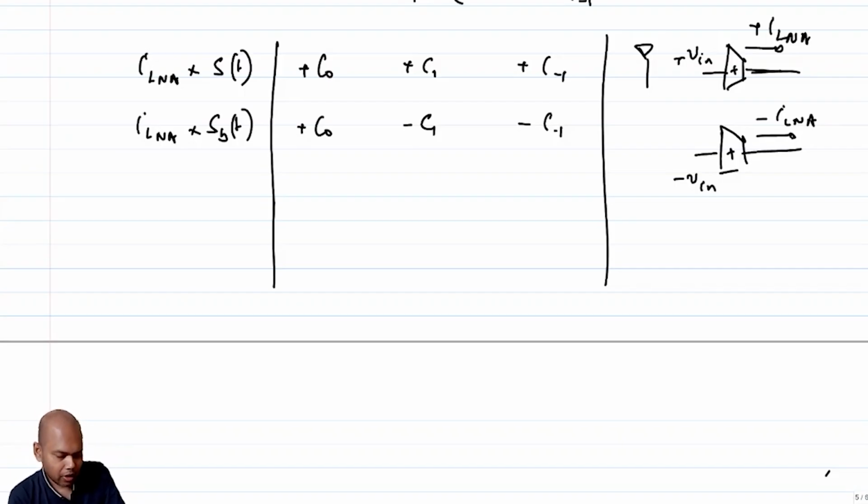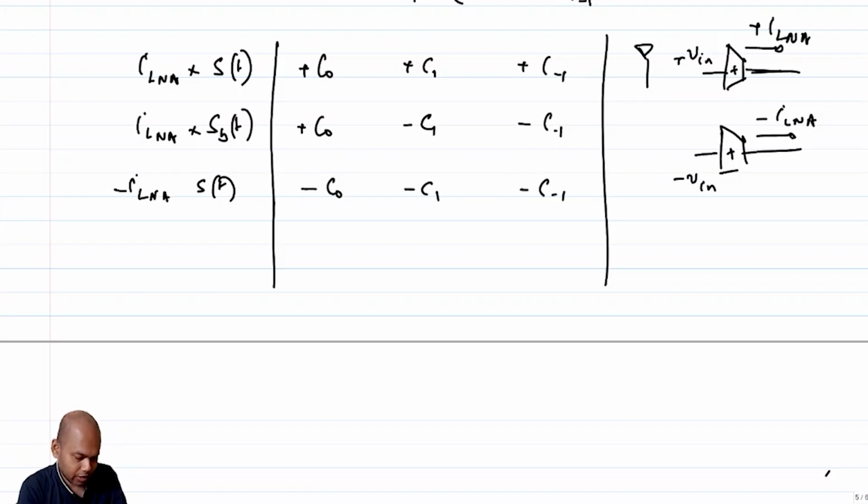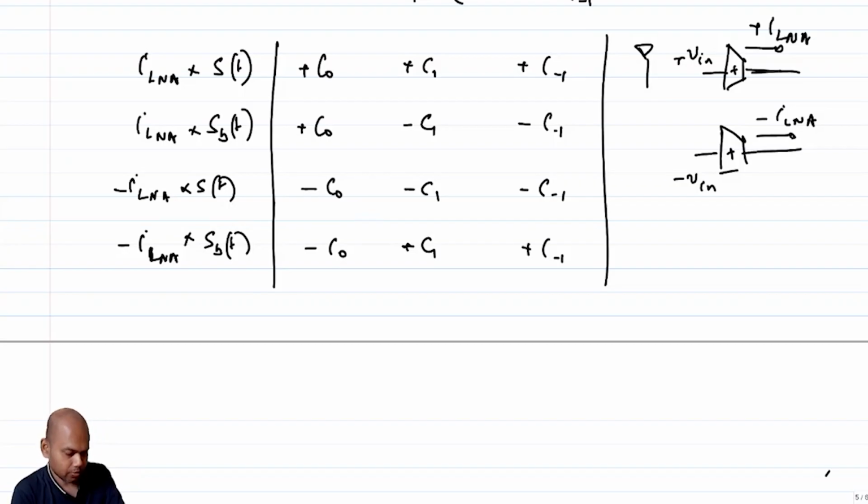So why are we doing all these things? We are doing all these things because we have this minus ILNA available, right? So then if we multiply it with the same ST and SB of t, what do I get? I get minus ILNA times S of t. I get negative C naught, negative C1, negative C minus 1, and minus ILNA times SB of t, right? I get negative C naught, positive C1, positive C minus 1, right?